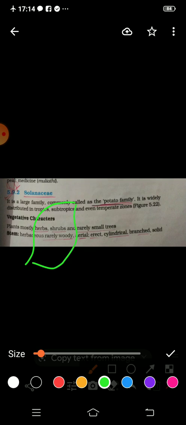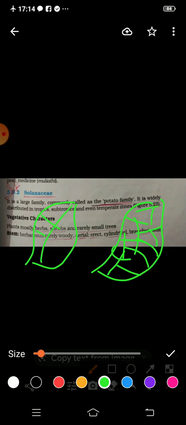Suppose this is the leaf. If a net-like structure is present, this is called reticulate venation. And suppose it is present like this, you can call it parallel venation. So these kinds of venations are also present. This is the reticulate type, that means this type of venation is present in this family.